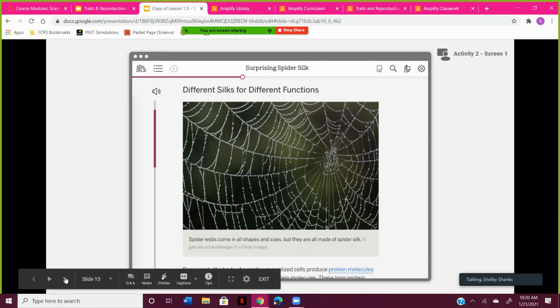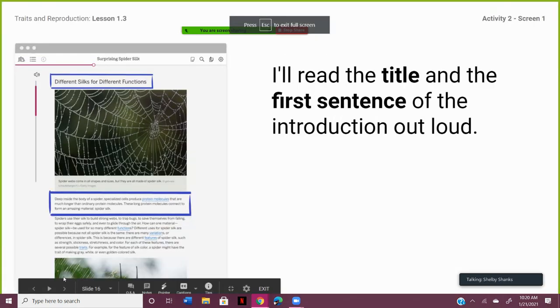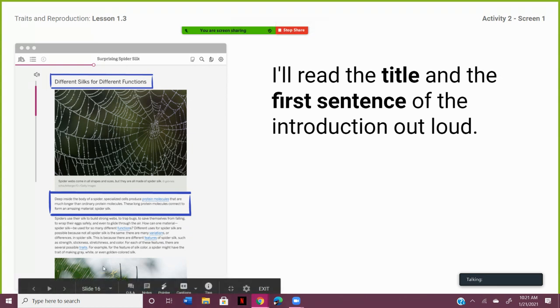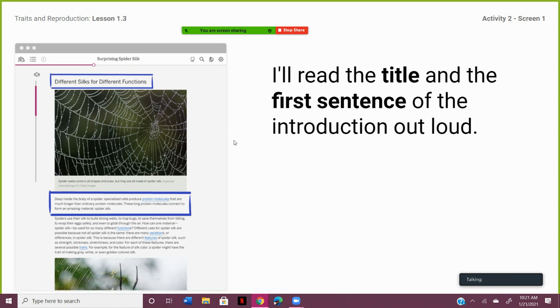All right, so you should be on tab 2 in Amplify. And it should have this spider web as the first picture there. So while I read this first sentence, you guys kind of just follow along. So you should be on the article that says Different Silks for Different Functions.